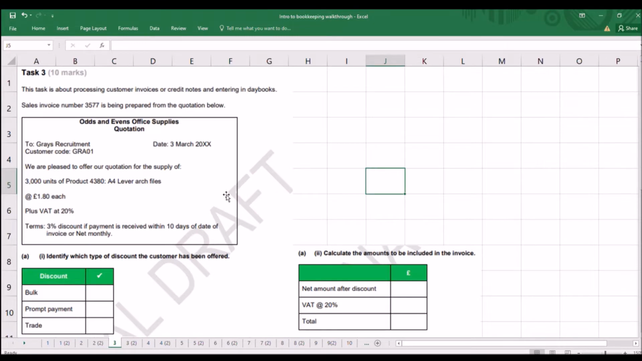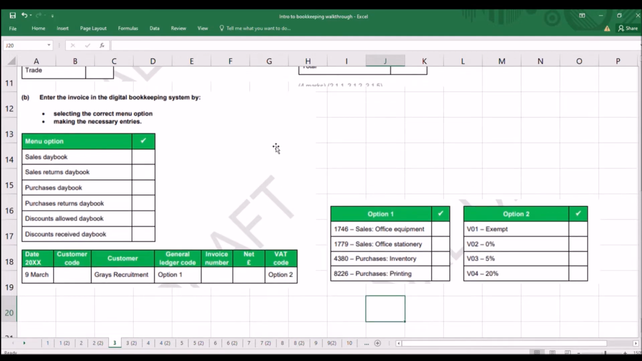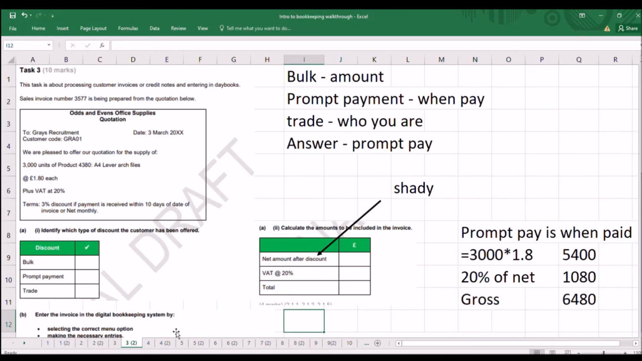So question 3 is about processing a sales invoice, the first bit. So pause and have a go at that. And then down into B here, which is about which daybook it's going to go into and completing the amounts in the daybook. Okay, so hopefully you paused in there, and now I'll go through the answers.